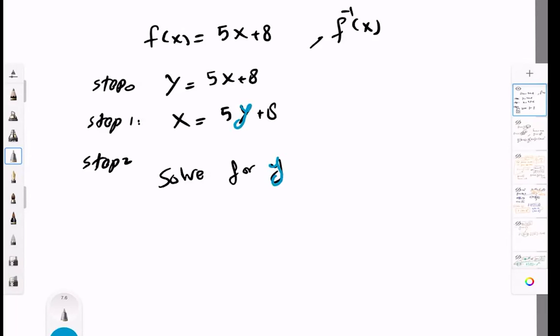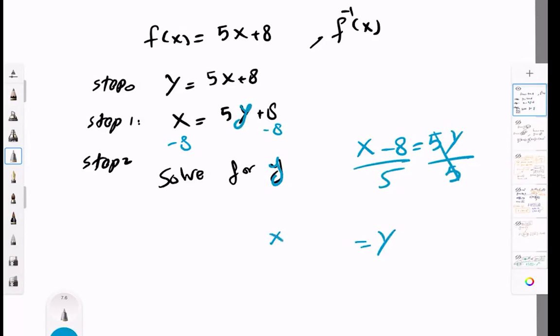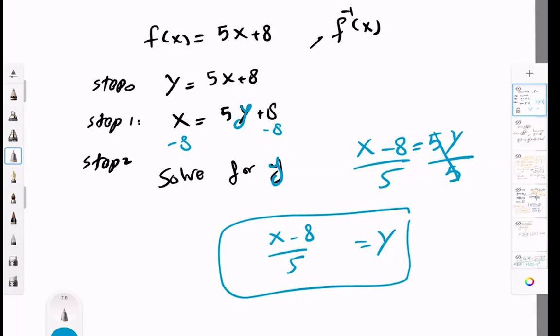That's what we learned. So I'm going to subtract 8. We get x minus 8 equal to 5y. We divide by 5. Then y equal to x minus 8 over 5. So the last step is you don't package this as an answer. You have to erase this y and put f inverse. You're not going to say y equal to that. We went through some technique to solve for the inverse. So at the end, you need to get rid of y and put f inverse over here.